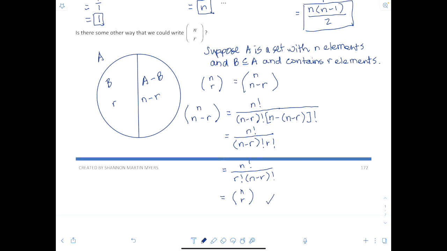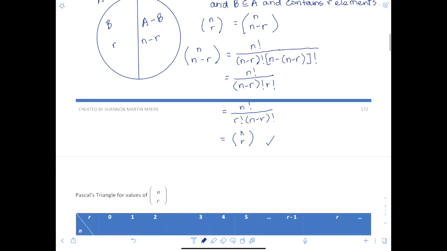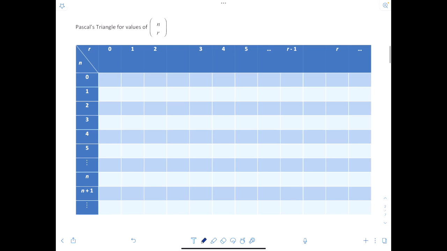So yes, n choose r can be rewritten as n choose n minus r. So let's take a look at Pascal's triangle for values of n choose r. I know that you've built up Pascal's triangle before in algebra, but let's check it out in a different way. We always know that 0 choose 0 is just going to be 1.